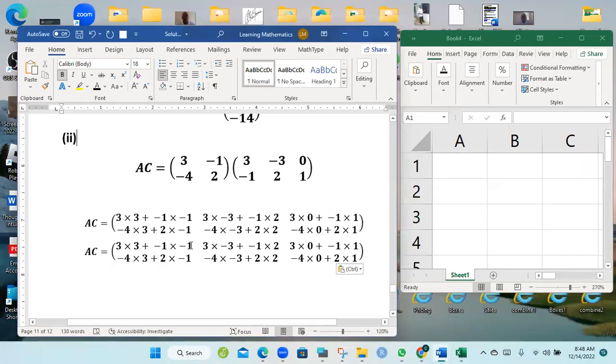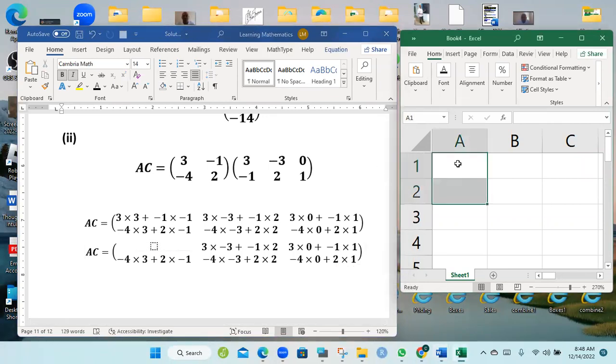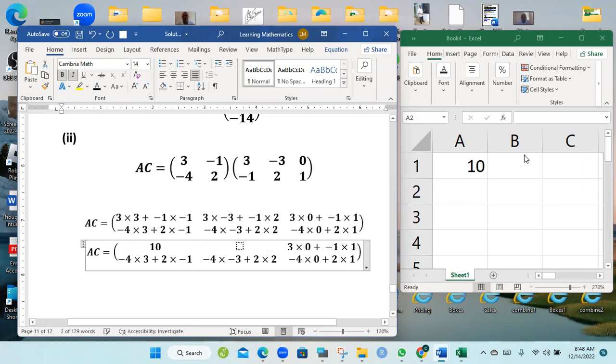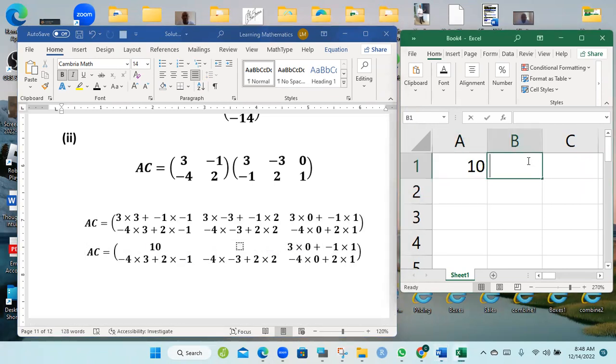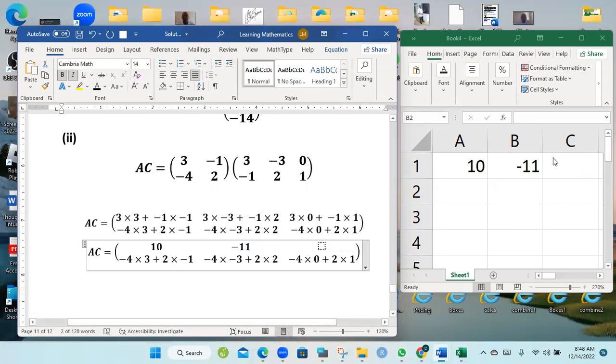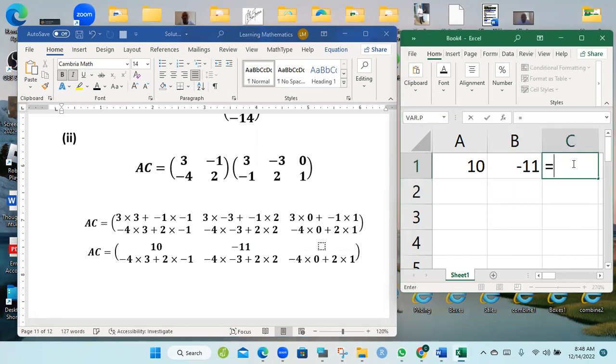So let us copy and paste. Control X and then Control V. Equal and Control V. Enter. So that's 10. Let's continue in the first row. Control X. Equal, Control V, enter. That's negative 11. Control X. Equal, Control V, enter. That's negative 1.